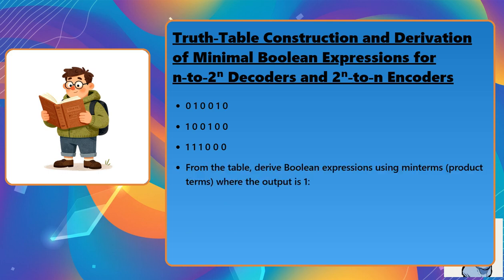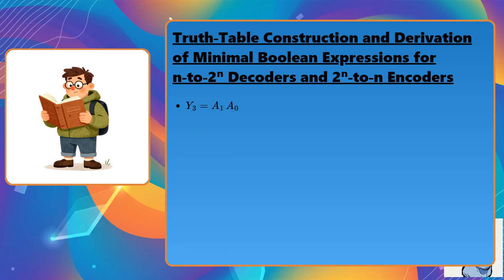From the table, derive Boolean expressions using minterms, product terms, where the output is 1. Y0 equals not A1 and not A0. Y1 equals not A1 and A0. Y2 equals A1 and not A0. Y3 equals A1 and A0. These are already minimal because each output is a single minterm.